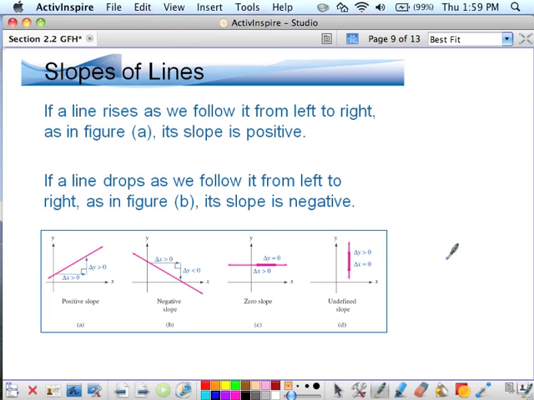So that gives us 4 types of lines that we need to talk about and be careful of, and you should recognize right away when you see one which of the 4 it is. If the line is moving upward as you trace it from left to right, its slope is positive. But if the line is moving downward as you trace it from left to right, its slope is negative. If the line is straight across horizontally this way, its slope is 0. And if the line is vertical, straight up and down, its slope is undefined. And those are the 4 types of slopes we can see with lines.